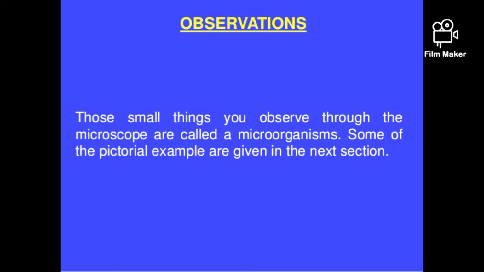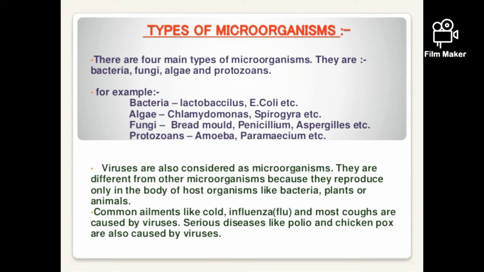Those small things which we have observed under the microscope are microorganisms. Some pictorial examples are given in the next section, which we are going to study. So let's start with the next section, types of microorganisms. Now we will start with the classification of microorganisms. Microorganisms are classified into four major groups. These groups are bacteria, fungi, protozoa and algae. The examples of these microorganisms are given below.